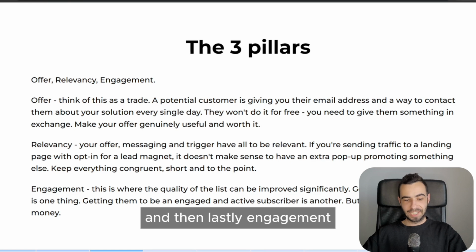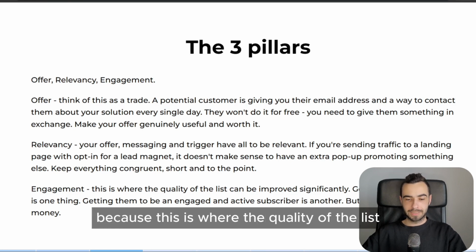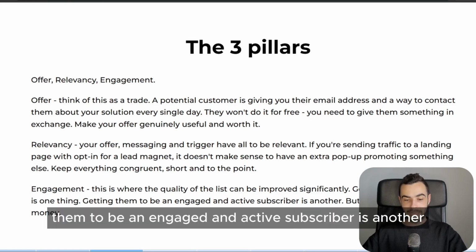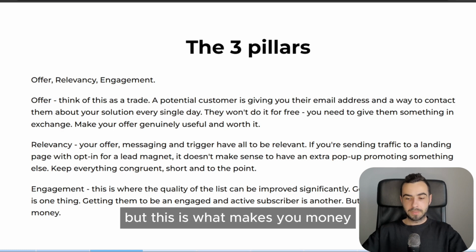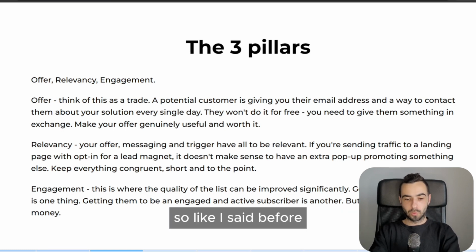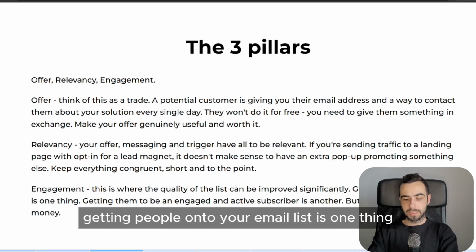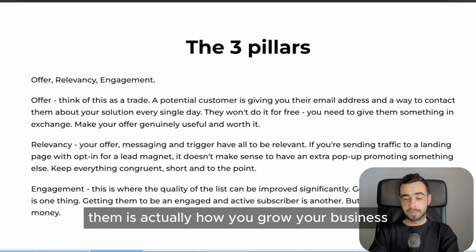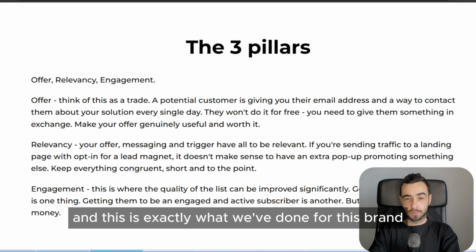And then lastly, engagement, because this is where the quality of the list can be significantly improved. Getting someone to opt in is one thing, but getting them to be an engaged and active subscriber is another. But this is what makes you money. Like I said before, getting people onto your email list is one thing, but engaging with them and converting them is actually how you grow your business. And this is exactly what we've done for this brand.